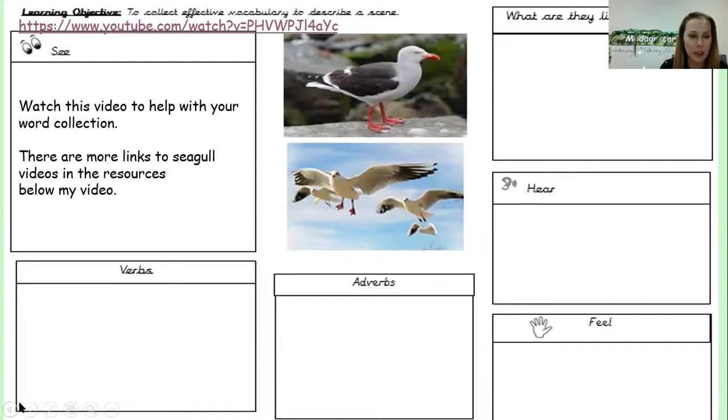To start you off though, we're going to watch a video. And as we're watching the video, I would like you to write down the words that you hear the man describing the seagulls as, okay? So if you haven't got that pencil, pause the video now and go and get it. So I'm just going to escape out of this one, and then I'm going to share my screen with the video with you.